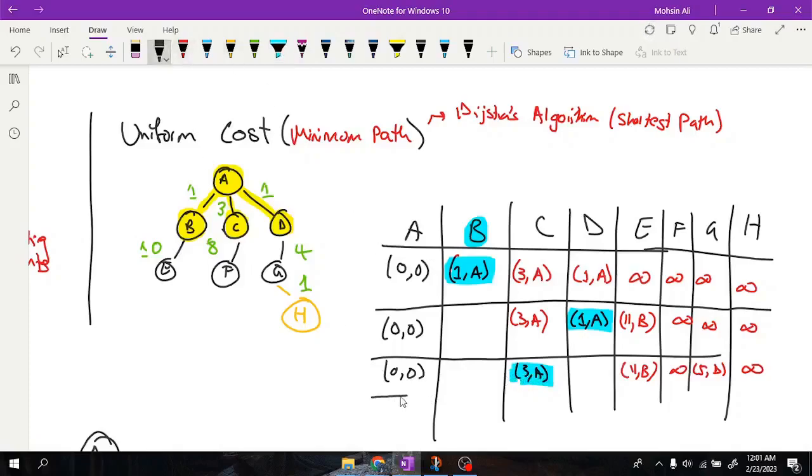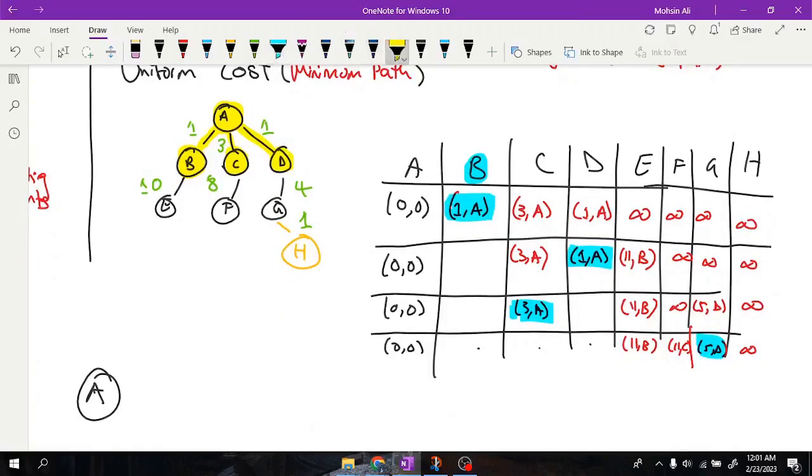And now this opens up H. This opens up F. So we have 0 comma 0. This is done. This is done. This is done. This is 11 by B. F is how much? 3 plus 8. That's also 11. So 11 from C. Then I have 5 comma D, and then I have infinity again. So we're going to choose this one now because the least one of these three options is 5 comma D.